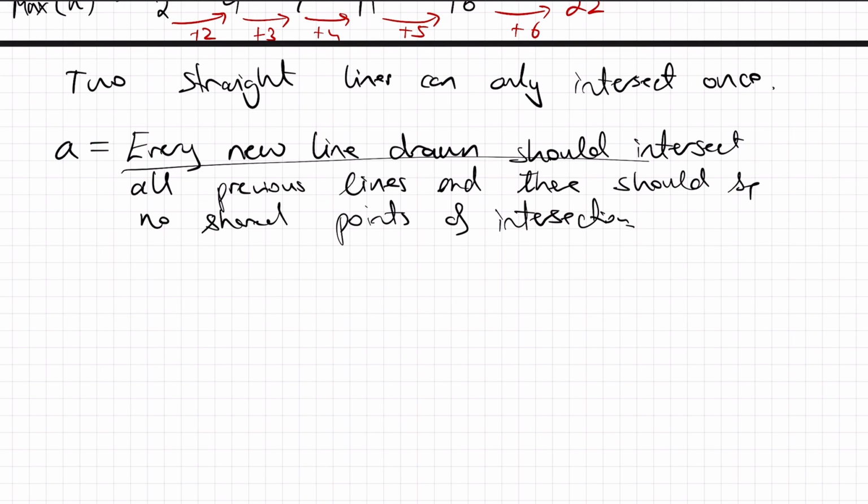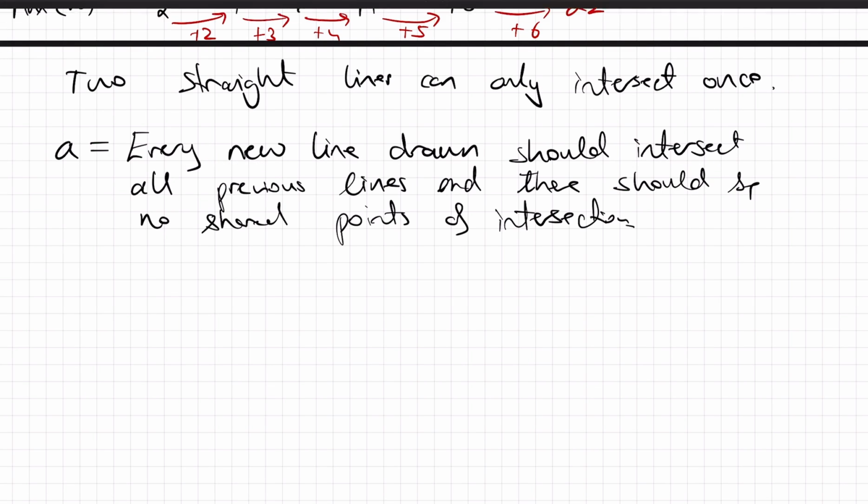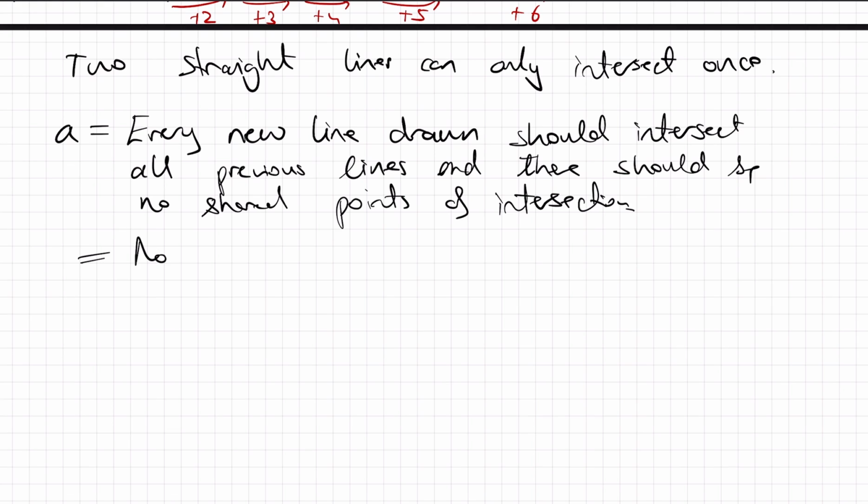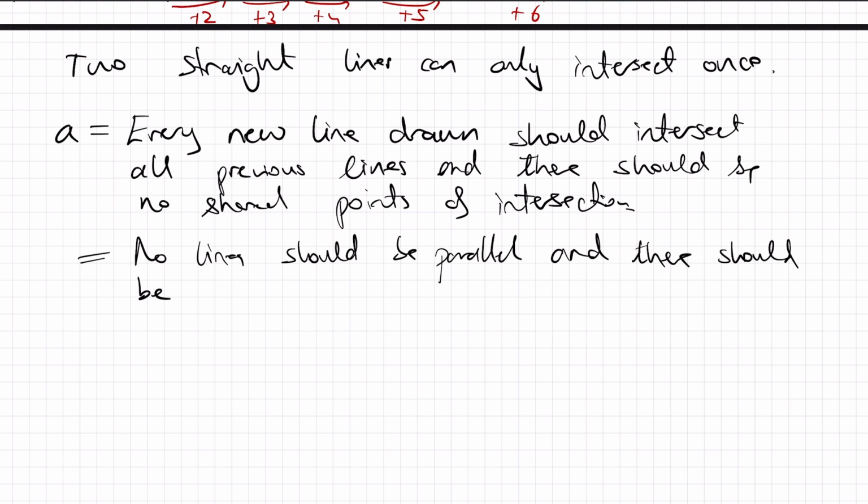And this is essentially the same thing as saying no lines should be parallel, since if a line isn't parallel, it's going to intersect the other lines. And there should be no shared points of intersection. Okay, that's what I think the answer to part A is.